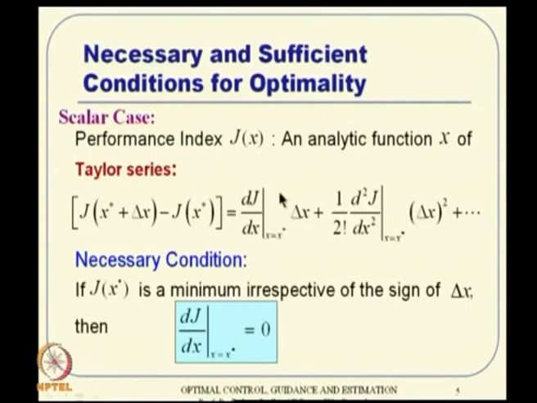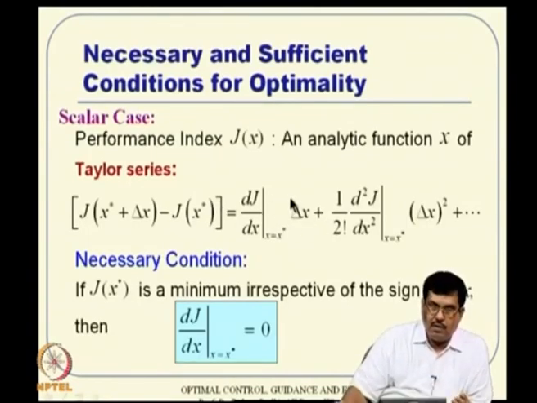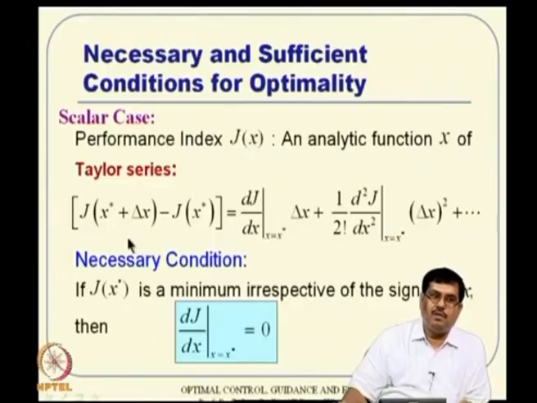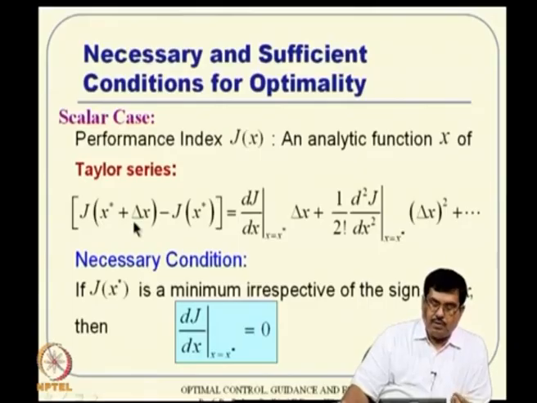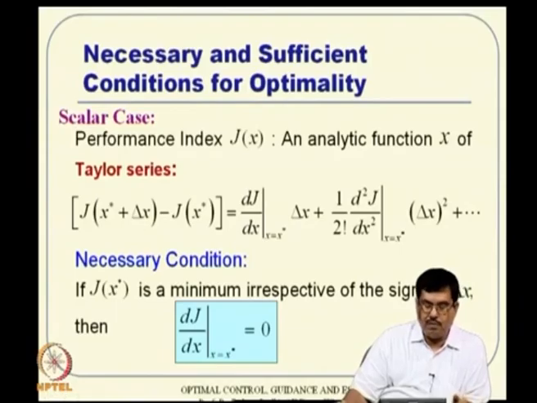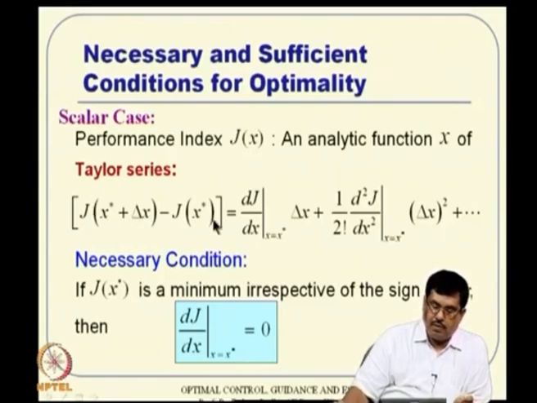So, let us analyze a point x star and talk about the value of the function around x star. Remember, delta x can be either positive or negative here. Also remember, you are simply talking about a scalar quantity. That means x is just a single component. J is a function of x, but x does not contain x1, x2 components; x is just a scalar variable. Then what happens? J of x star plus delta x minus J of x star is the term that will come from the Taylor series.